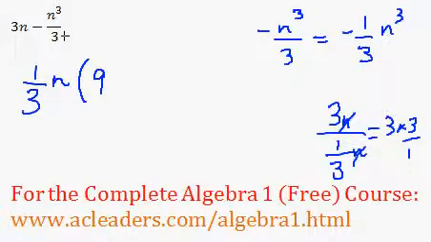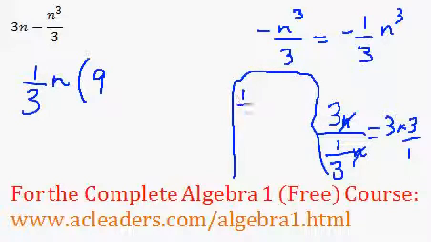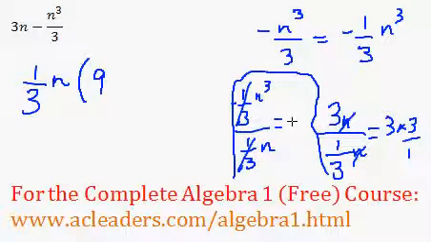Then we have negative n cubed over 3 all over 1/3 n. And what is that going to be? So, negative 1/3 n cubed divided by 1/3 n. The 1/3 divided by the 1/3 will cancel out, and we'll get just negative n cubed over n squared. So we get minus n squared over here.